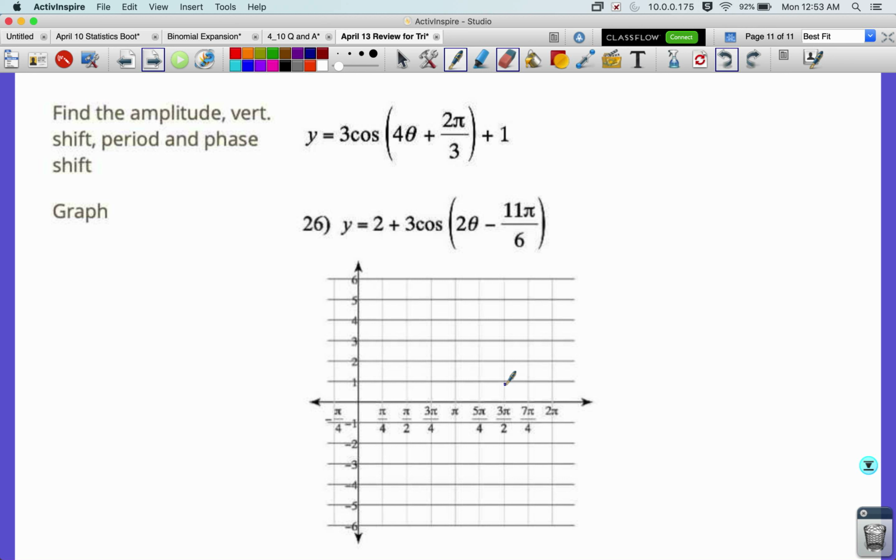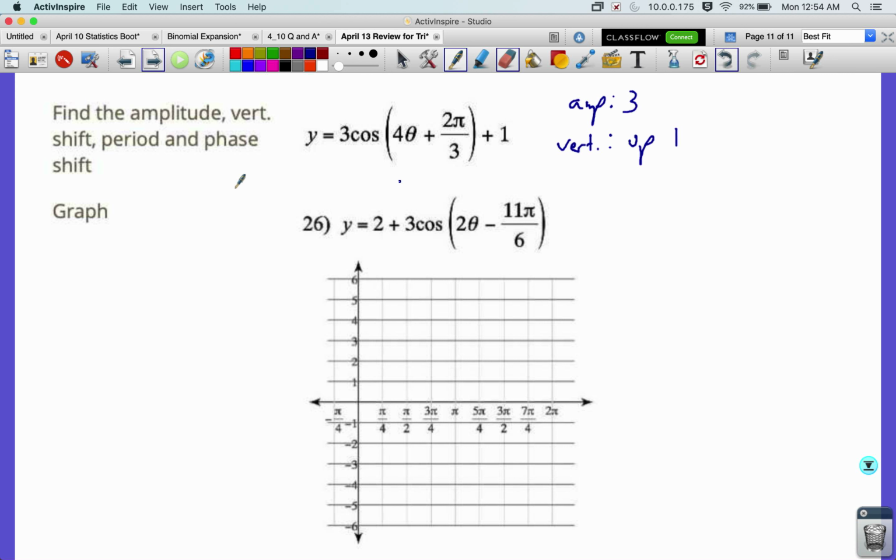Here we're given an equation. We're asked to find the amplitude, vertical shift, period, and phase shift. So the amplitude is the number in front of our trig function. The amplitude here is 3. Vertical shift, well, that's the number at the very end, and we're going to say up or down. It's a positive, so it's up 1.